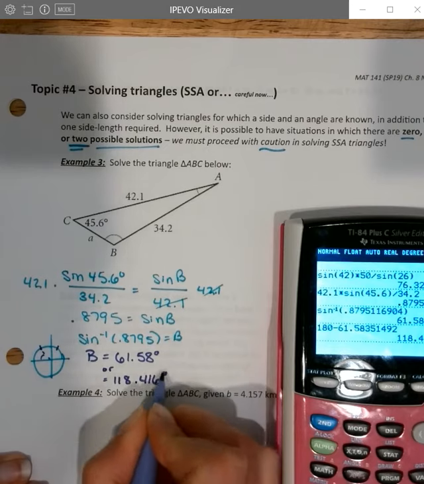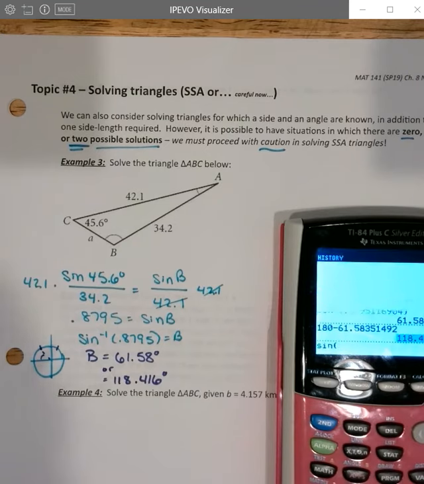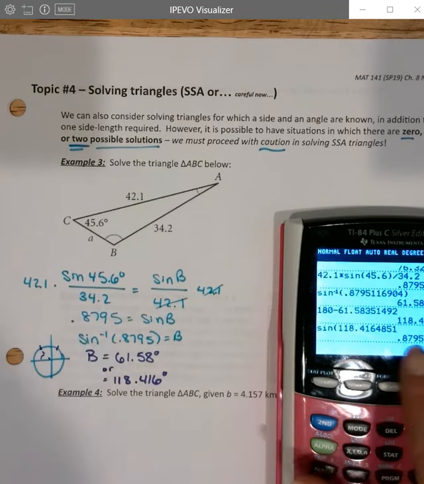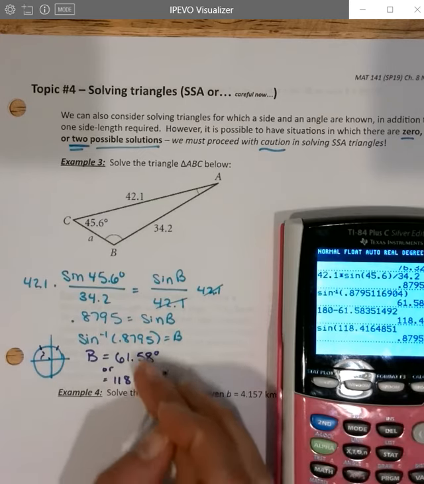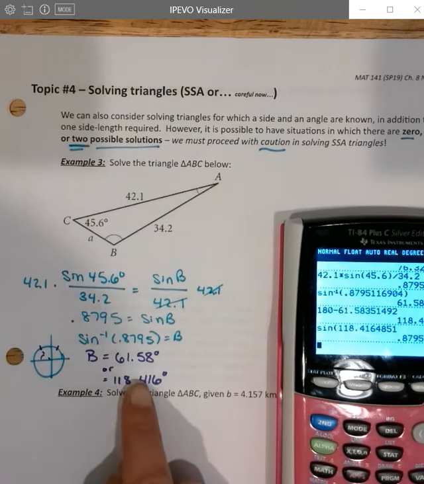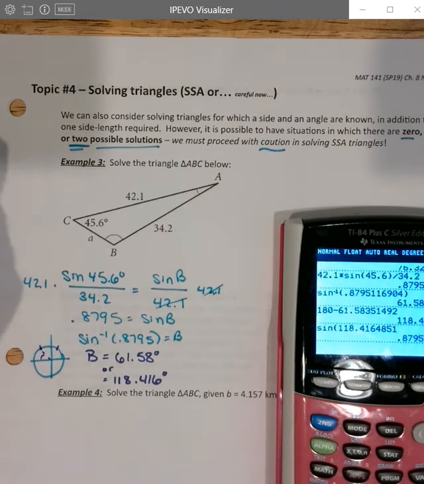118.416 degrees. Now we can check those, because if I take the sine of that new angle, I should have the same trigonometric ratio that I had before. So yes, those two angles have the same sine. So currently I have two possible solutions here, because 118 is not too big to be an angle in a triangle. So I may have a 118 degree, or I may have a 61 degree. And so we're going to find out which of those is correct as I complete the triangle. Maybe both will work this time.